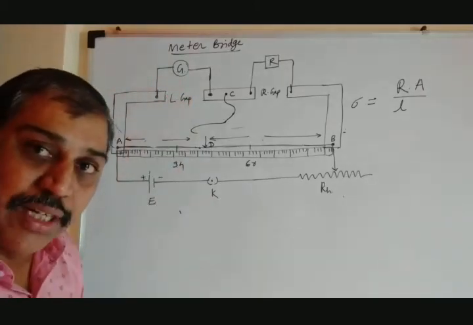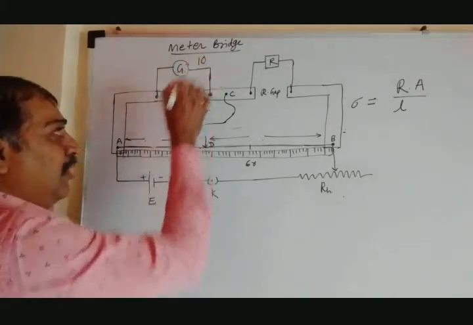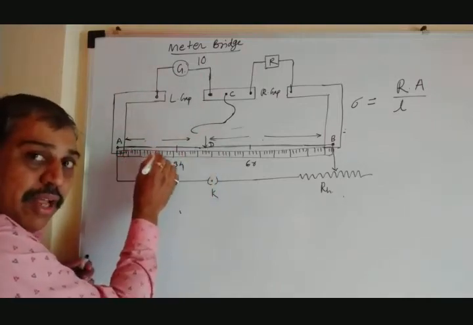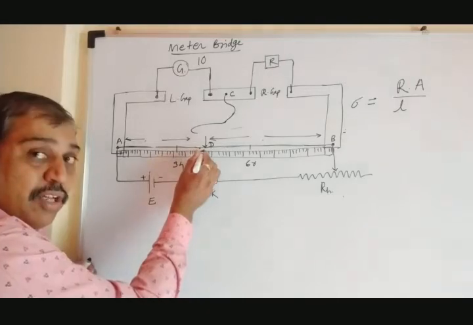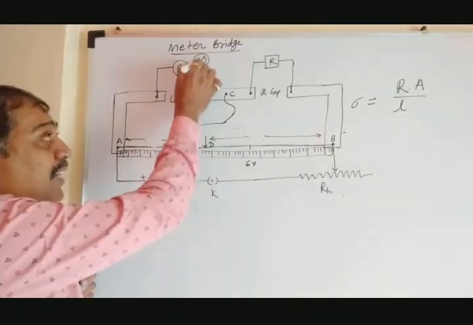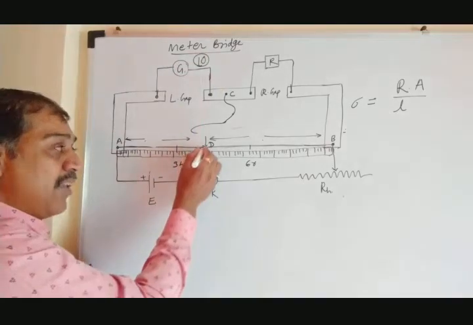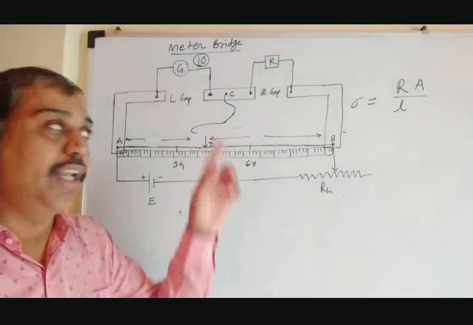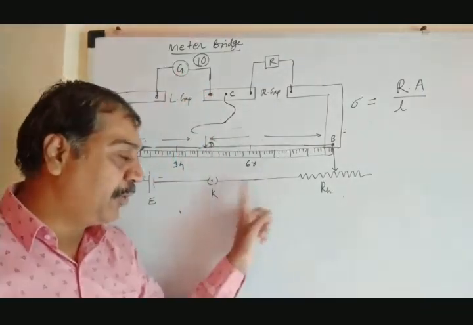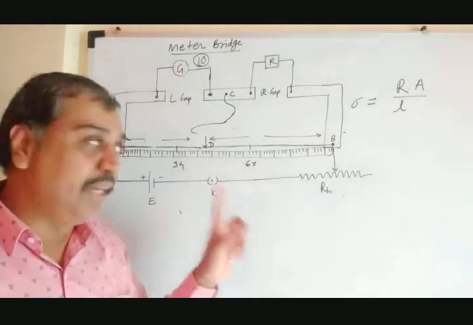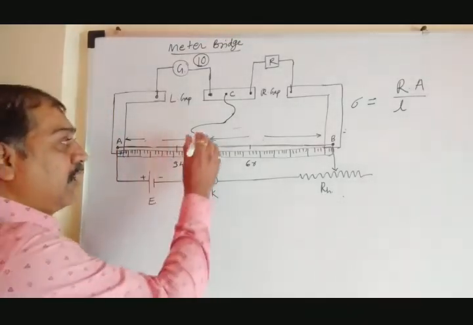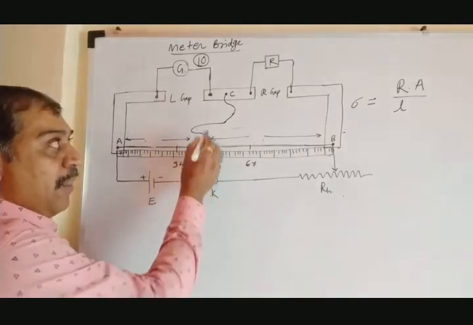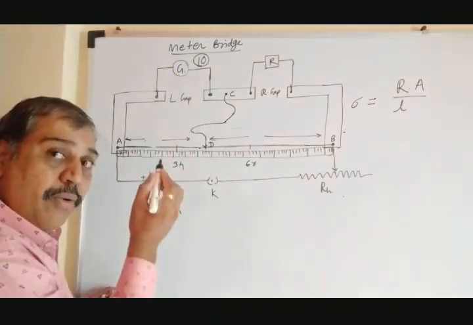Suppose the galvanometer shows a deflection of 10. Touch the jockey at this point, it may show 5, 12. Here it may show 10, because the initial value is 10 when we switch on the circuit. Now it is again 10, so equal deflection. Whatever deflection is initially produced in the galvanometer when we switch on the key, the same deflection we get when we touch the jockey to the point D. Then we can say this is the point D where the deflection in the galvanometer is similar to the initial value.